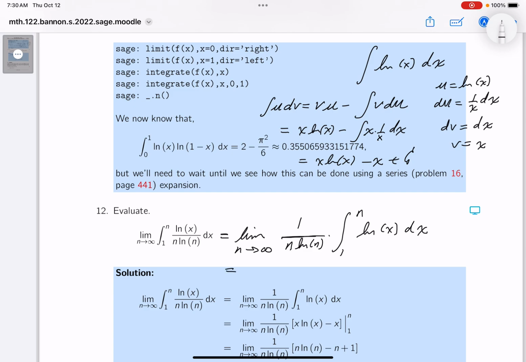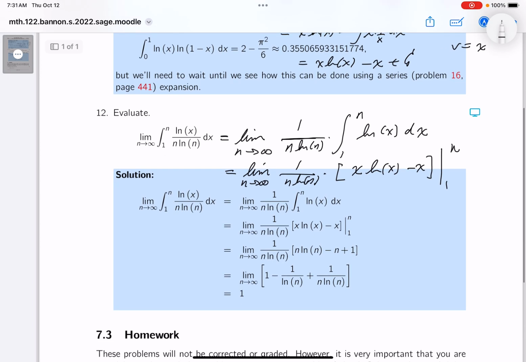That's when you may be able to remember. Let's write this over here. Limit as n goes to infinity, 1 over n ln n times, let's write the antiderivative down without the constant, by the way. And then we're going to evaluate that from 1 to n, all right?